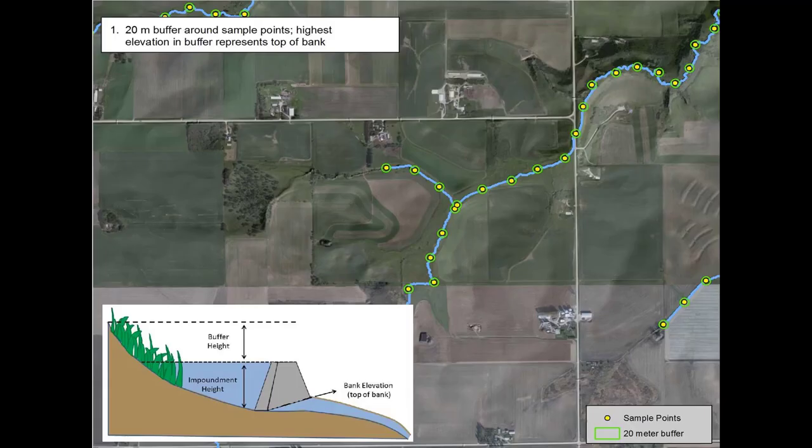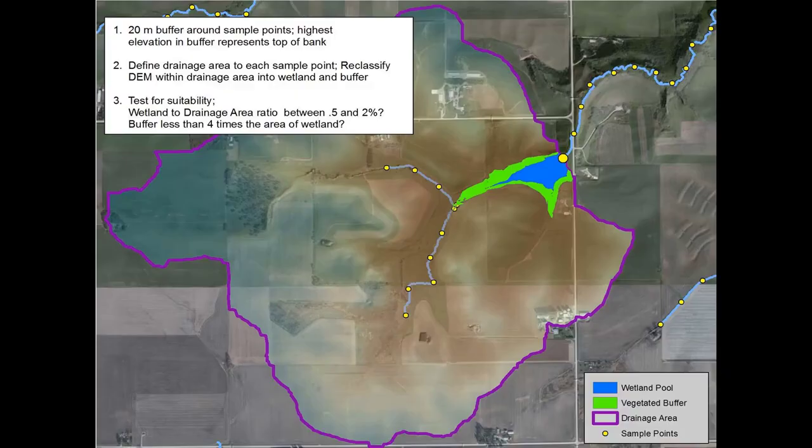While the tool is running, I'm going to go over what it's actually doing. First off, the sample points are placed at whatever spacing you chose. For me, 250. So points are generated along concentrated flow paths every 250 meters. A 20-meter buffer is then placed around those sample points, and then the highest elevation in the buffer represents the top of the bank. The second step is to define the drainage area to each sample point.